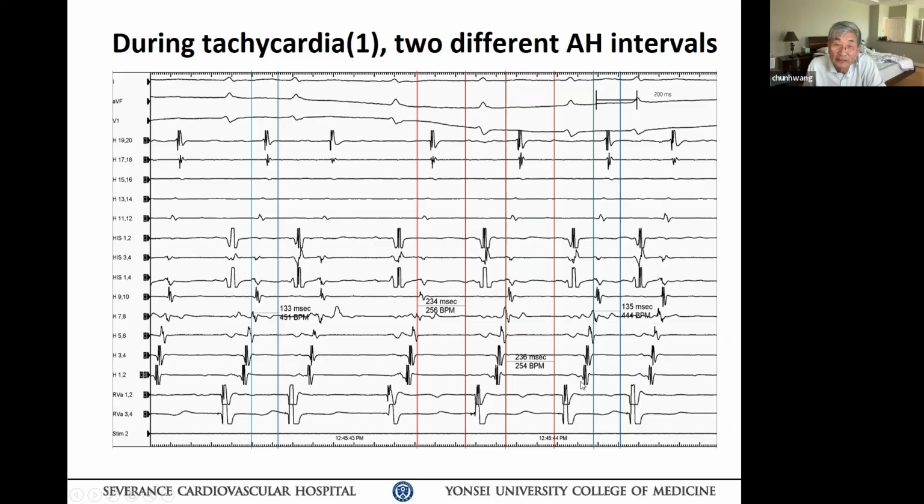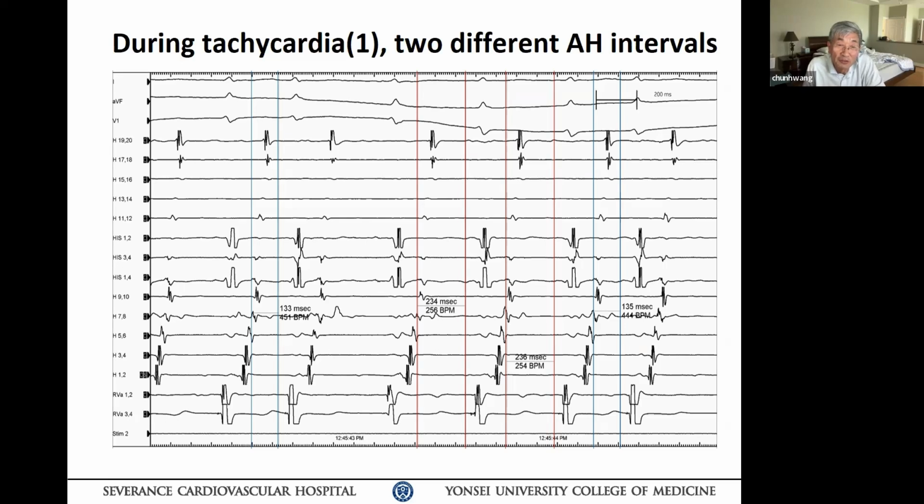Why did the rate suddenly increase? Two different AH intervals. That means you thought that one went down the fast pathway and the other went down the slow, is that what you're referring to? Yes, using the two different pathways. Okay. And that's simply because antidromic conduction through the AH, one was fast, one was slow.